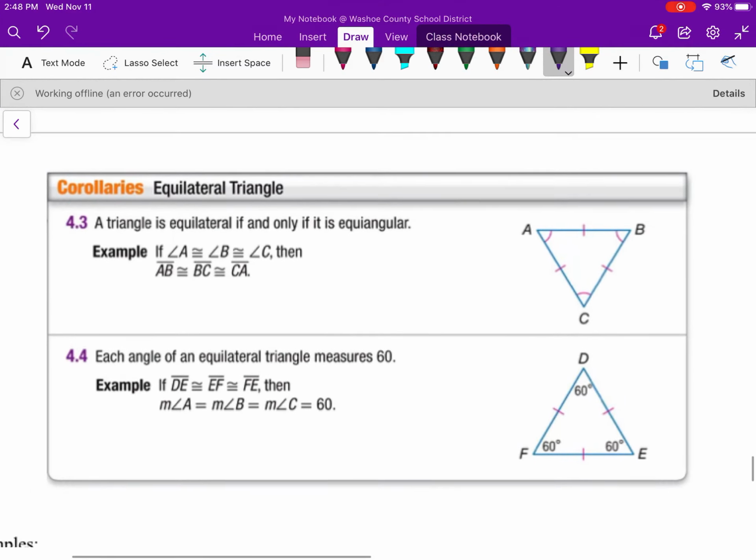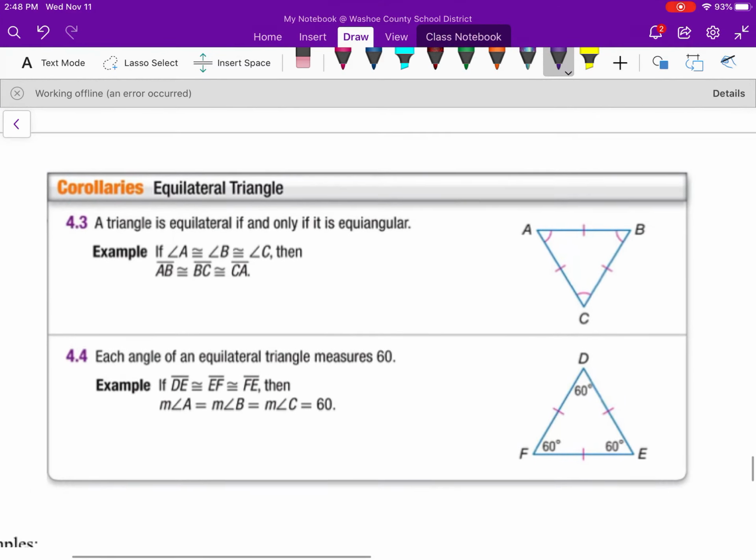Okay, moving on to the next page here. I have two more corollaries, so kind of like theorems here. If I have A, B, and C be congruent to each other, then I can assume that the three sides are going to be congruent to each other.